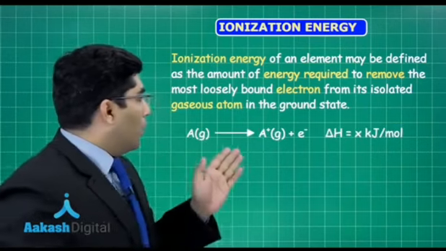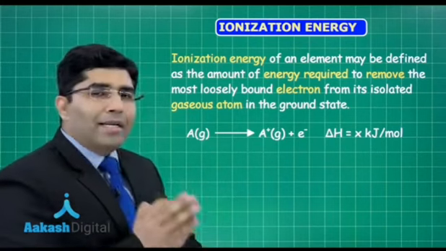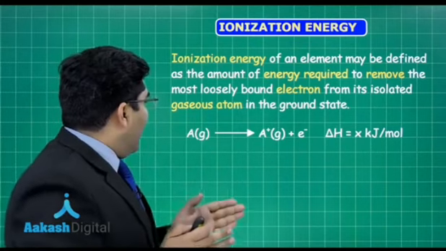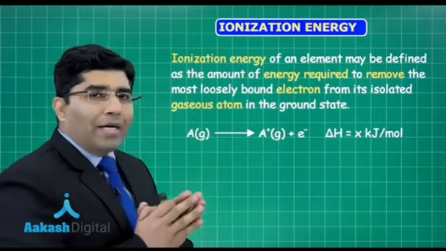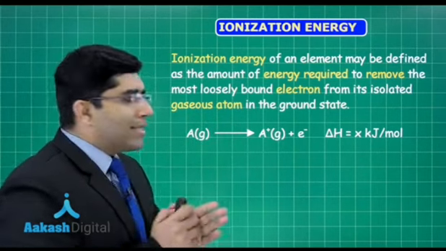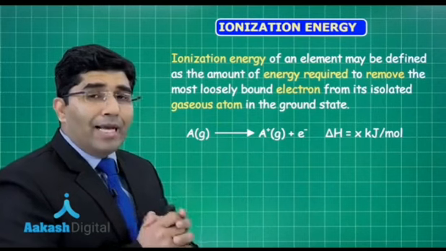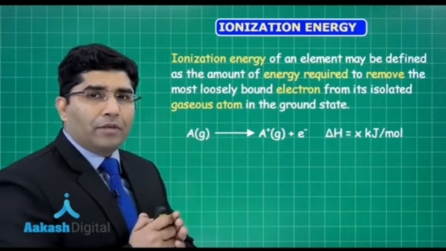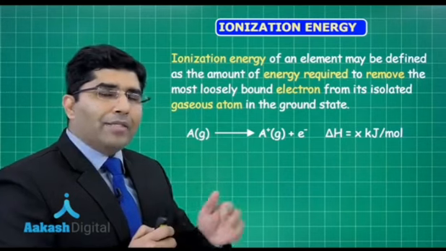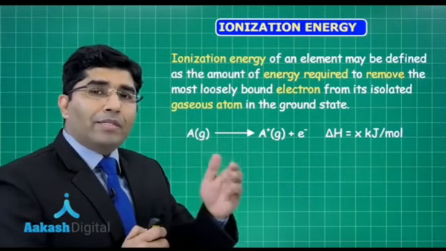Now, if there is an element A, it gives A+ plus an electron, and delta H is x kilojoule per mole. And what is delta H? Delta H is the enthalpy change in this reaction. Now, delta H is enthalpy. Enthalpy we will discuss in thermodynamics.